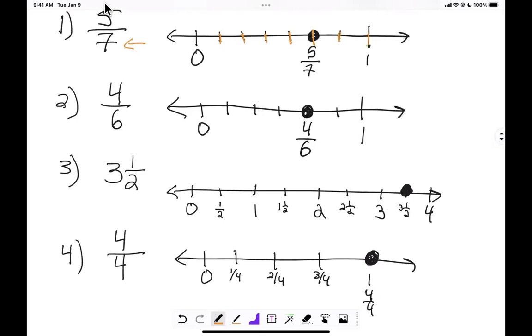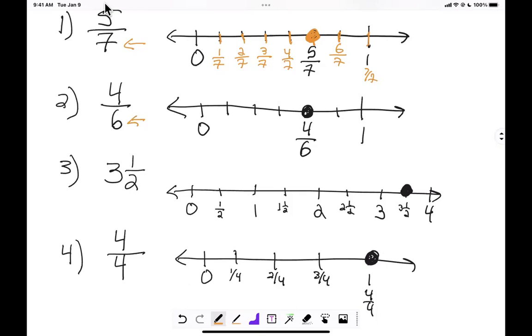You don't count to 0. That's where you start. So this would be 1/7, 2/7, 3/7, 4/7, 5/7, 6/7, and this, like you saw in the last problem, would be 7/7. But I am just graphing 5/7. So at 5/7 would be my point. That represents the 5/7.